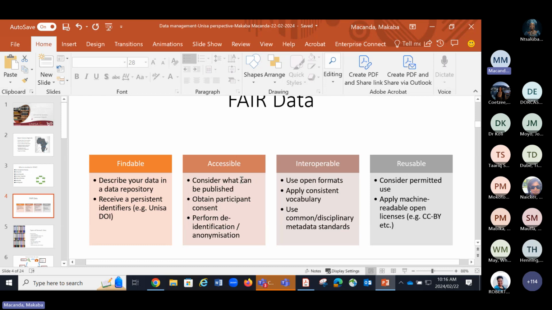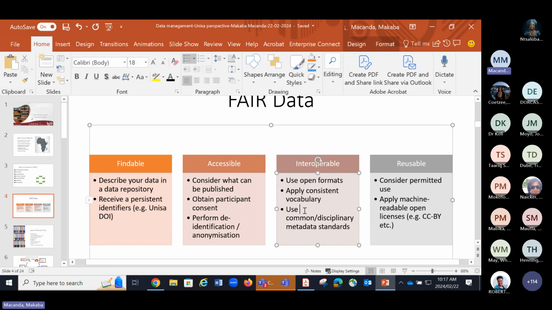In working with the Research Ethics and Integrity Office, we realized that the data management plan has overlaps with the consent forms. So I believe the research office was working on a new consent form that will include some elements of the data sets, but maybe Mrs. Kotse can talk better than I do in that regard. We perform the de-identification of the data. We anonymize the data. The data is interoperable. For instance, we use different formats and apply consistent vocabulary, like the metadata that describes the data sets, and the data is reusable. Consider permitted use and apply machine-readable open licenses, like a CC BY license for instance.